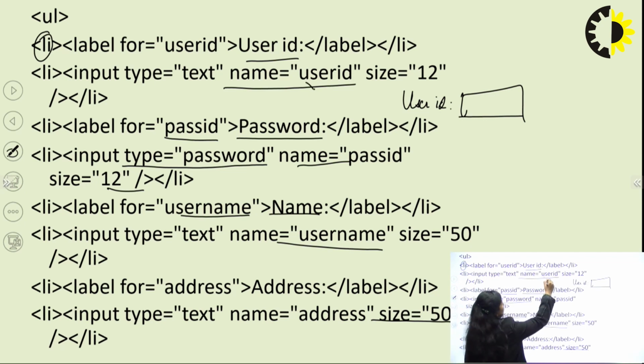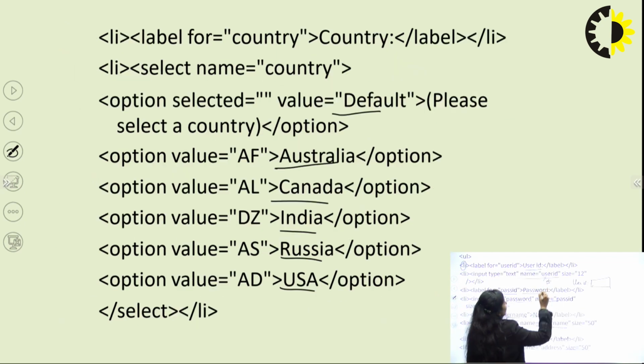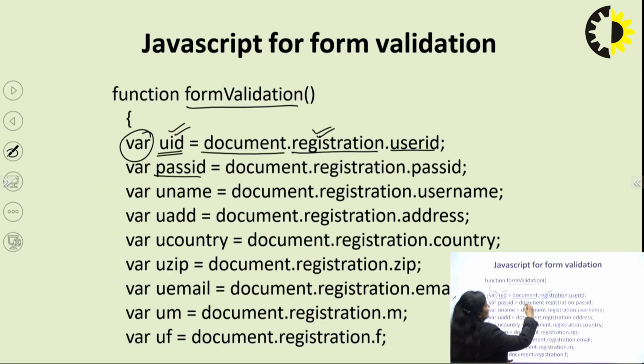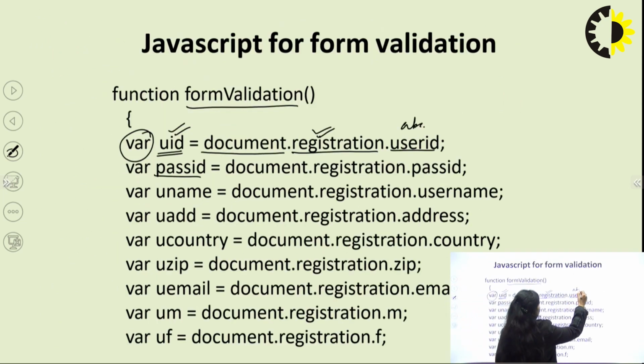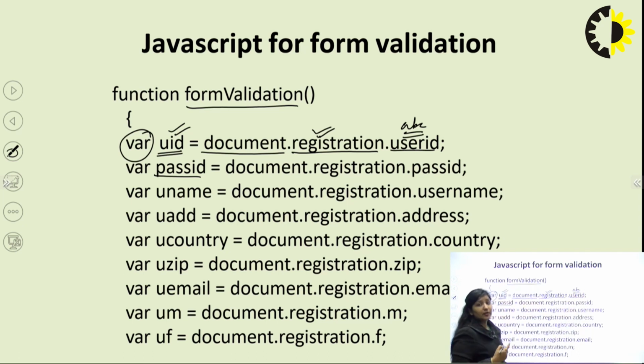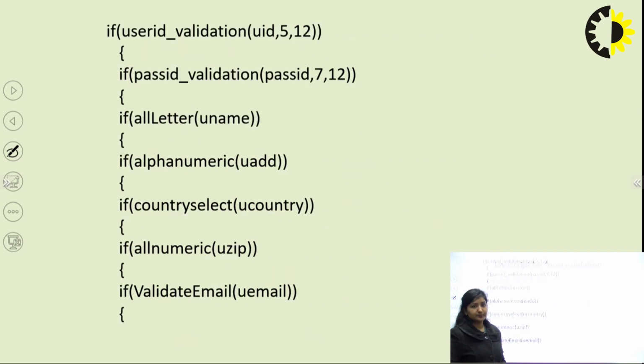Like if instead of user ID, I write ABC over here, what will happen? I have to write document.registration.abc. So this will be the name of the text box from where we have to retrieve that particular value. Okay. Next is the variable pass ID. In this pass ID, we are collecting the value for the password, username, user address, country, zip, email ID, and the registration form's male option, and this one is for the female. We are collecting all these values.